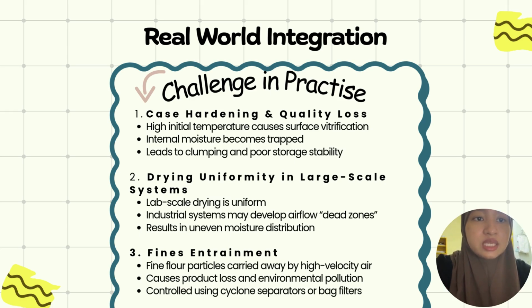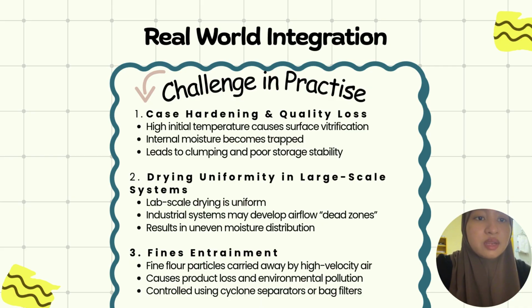Another major challenge is achieving uniform drying, especially at an industrial scale. In the laboratory, drying a 1 kg sample allows temperature and airflow to be controlled easily. However, large industrial dryers can handle several tons of material, and airflow is often uneven. This can create dead zones where little heat or air reaches the product, leading to uneven moisture levels and, in some cases, batch rejection.